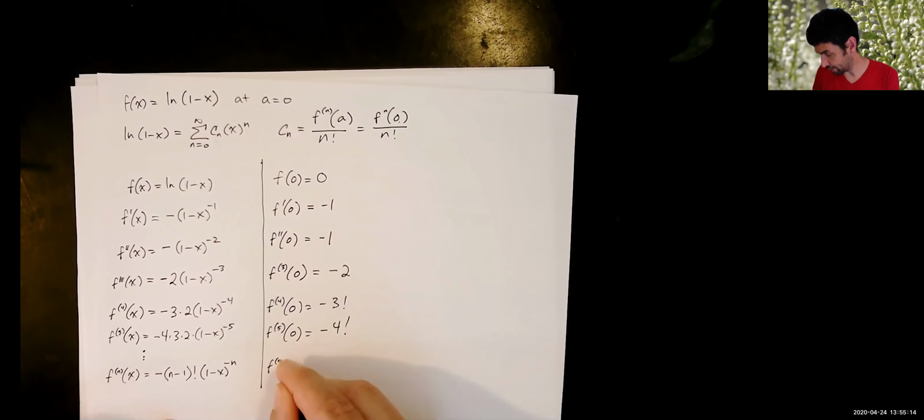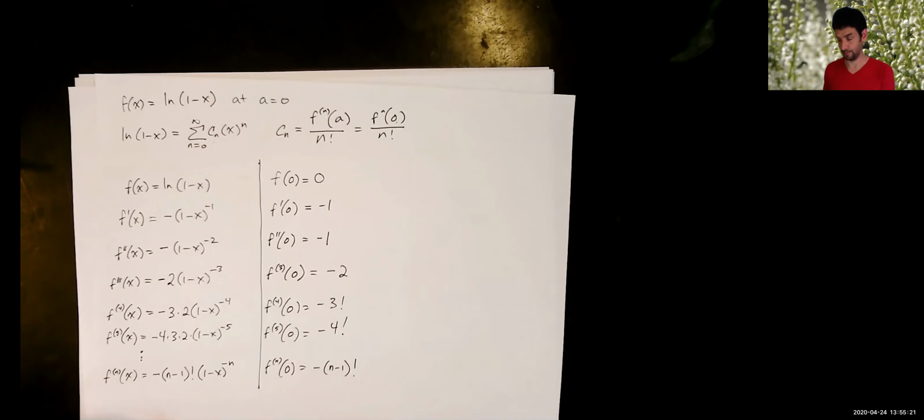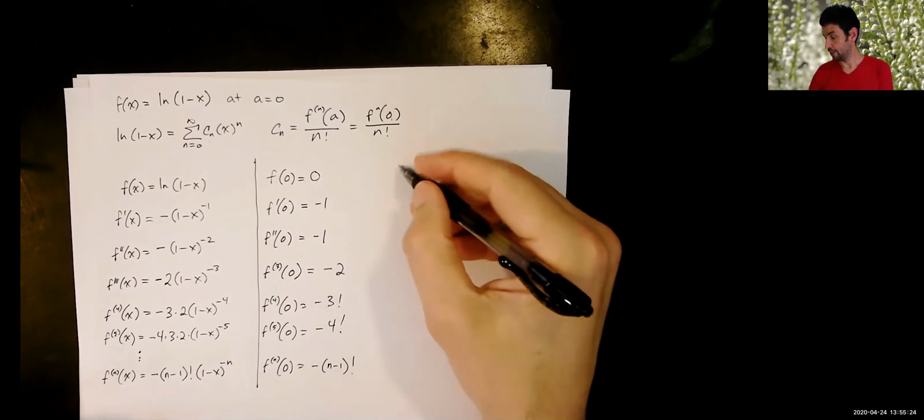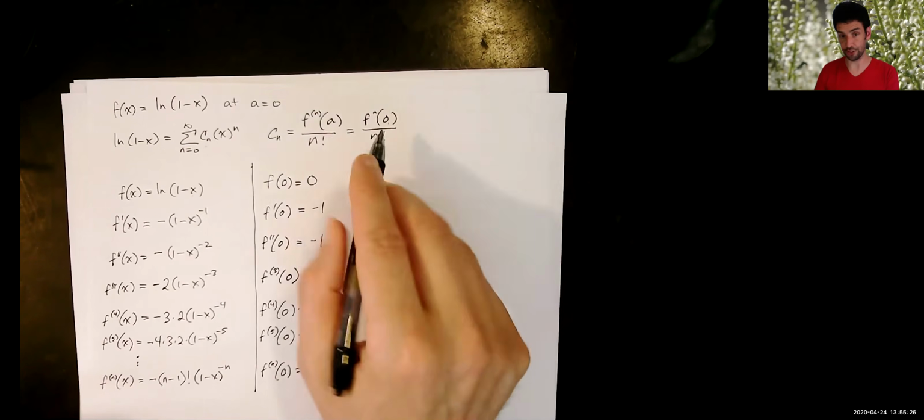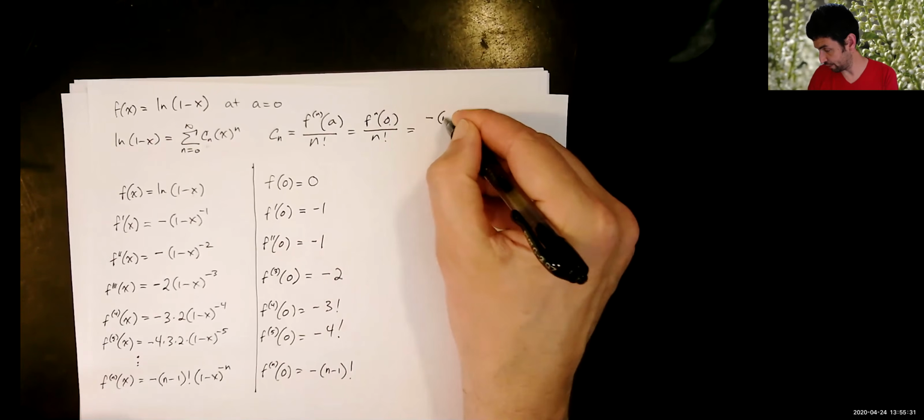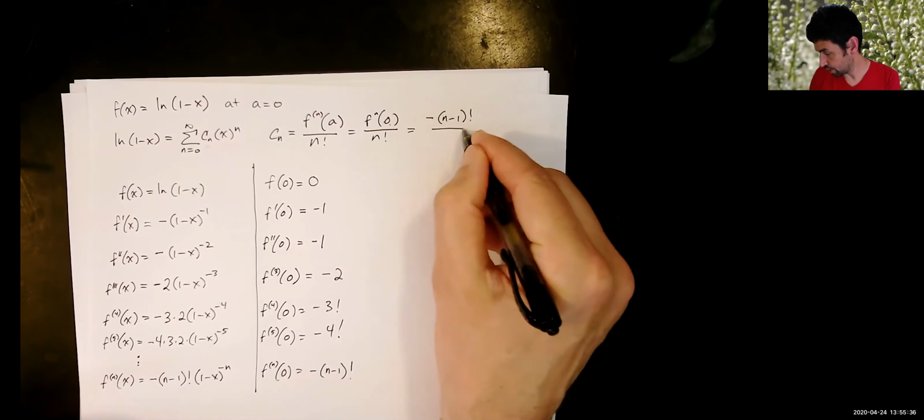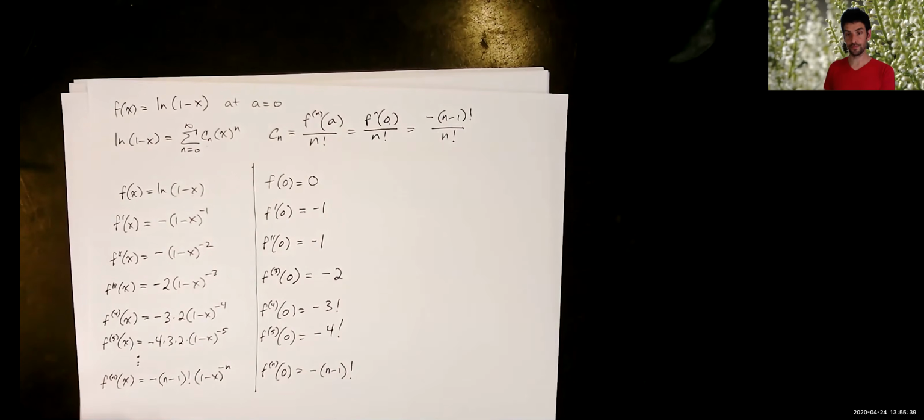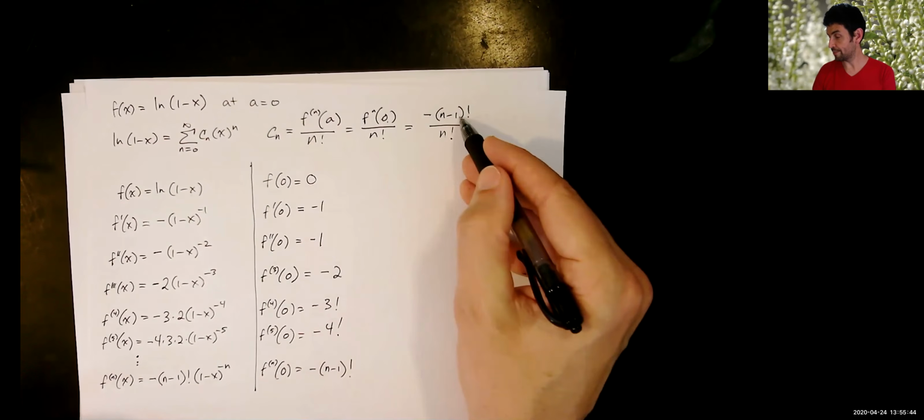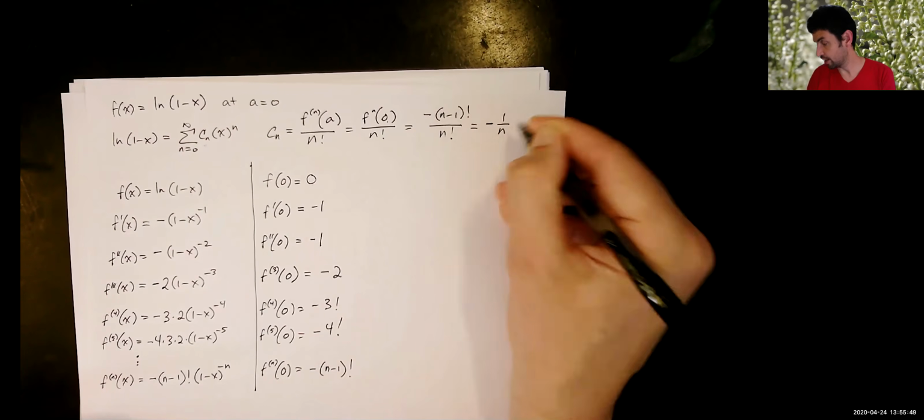So the nth derivative at 0 is looking like -(n-1) factorial. Okay. So what does that mean? Let's just come right up here. The nth derivative at 0 is -(n-1) factorial over n factorial. Right? What's (n-1) factorial over n factorial? I've got my negative. It's just 1 over n.